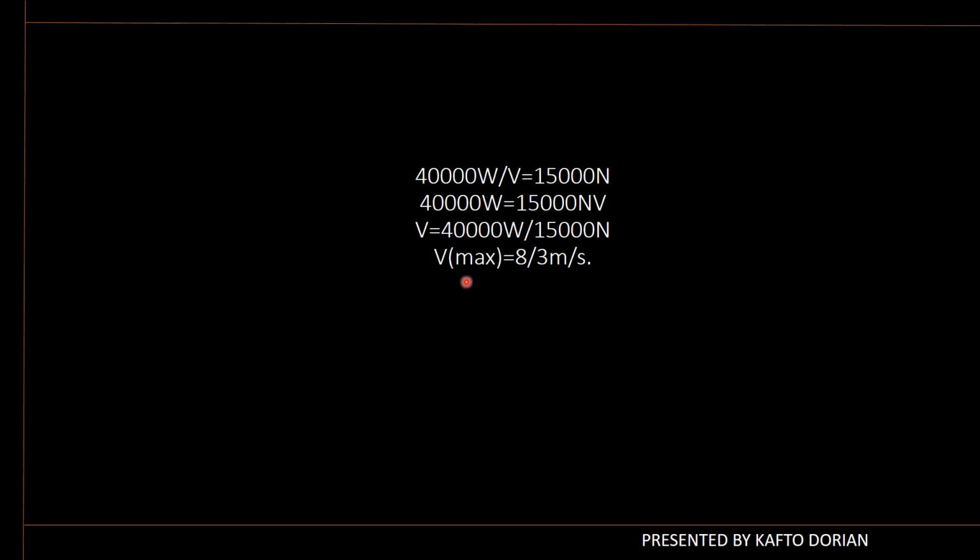So from there now, we simply cross multiply. So V will come on the right hand side, divide all through by 15,000 on both sides. So our maximum speed when the train is moving on the level track is given as 8.13 meter per second.